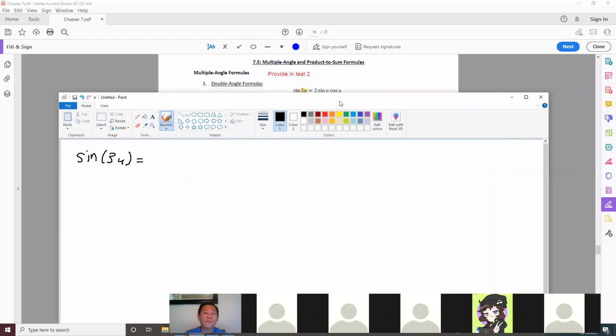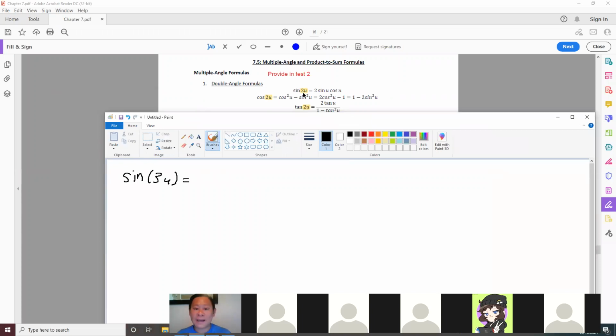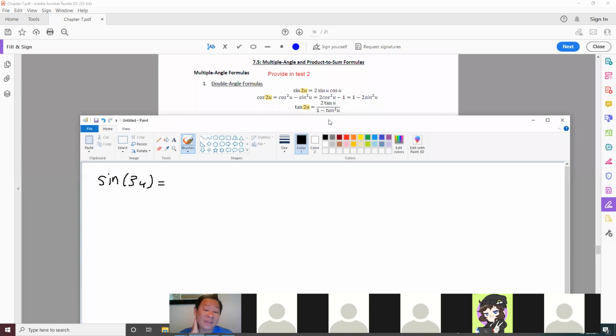If you have sine 2u, sine 4u, sine 6u, sine 8u, sine 10u, or even angles, you can use the double angle formula which I mentioned earlier. But what happens if the angle is odd, like 3, 5, 7, 9u? Can you use this formula? The answer is no. For the odd ones, we don't have any formulas, while for the even ones you have the double angle formulas. So how do you prove the odd one, 3u? In this case, sine 3u is sine of 2u plus u.